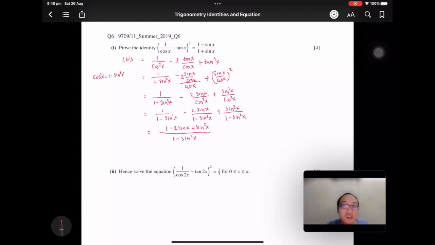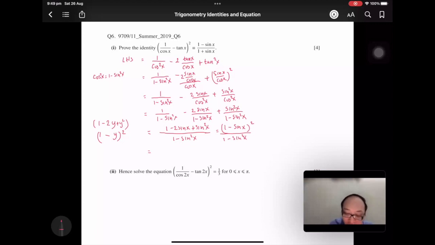If we see the numerator has a special form, 1 minus 2y plus y squared. If we do the completing the square, I can have 1 minus y squared. So I can change it into 1 minus sine x squared over 1 minus sine square x.